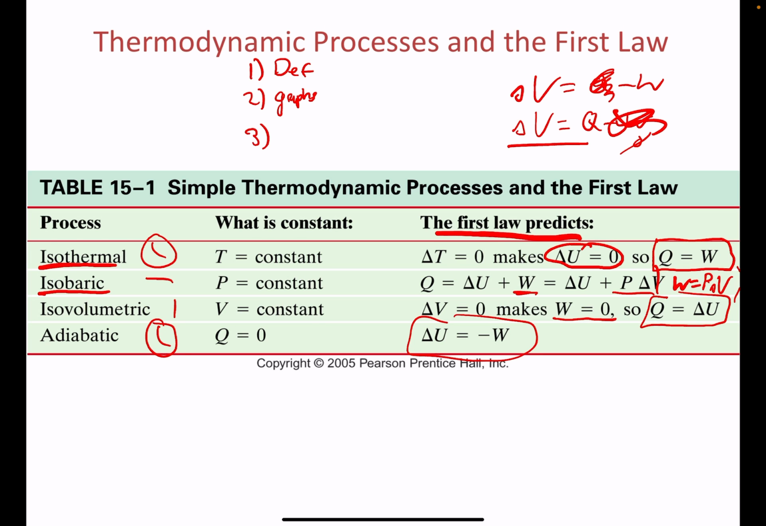Although I think this side is a little bit messy. So you just need to know the things I boxed off. Q equals W, W equals P delta V, Q equals delta U, and then delta U equals negative W, going down that list.